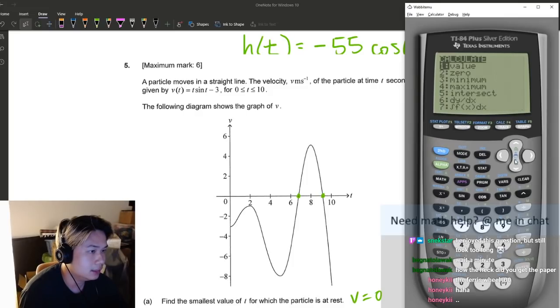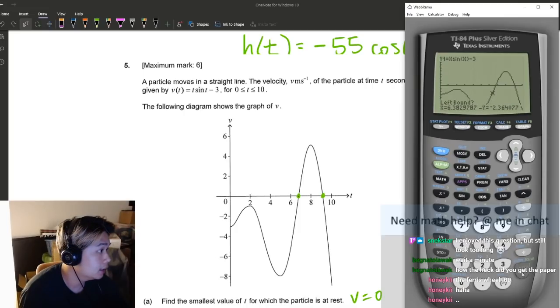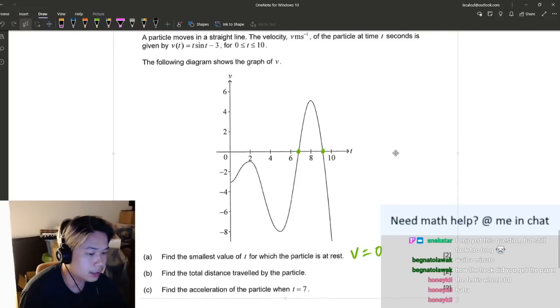So we go to second, calculate the 0, and then we select a left bound on our cursor. So put my cursor on the left side of the 0, on the right side, and then put a guess. So 6.74.